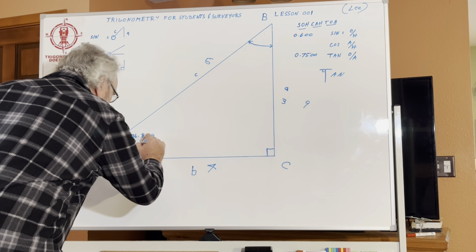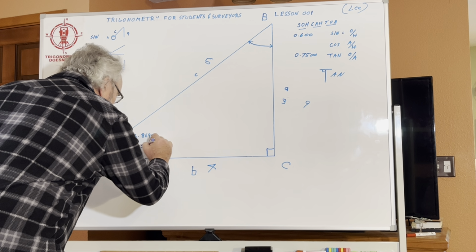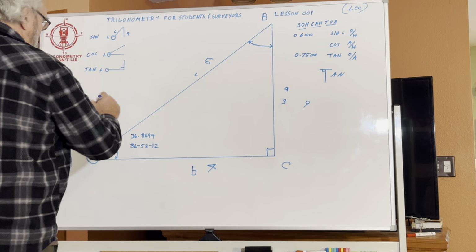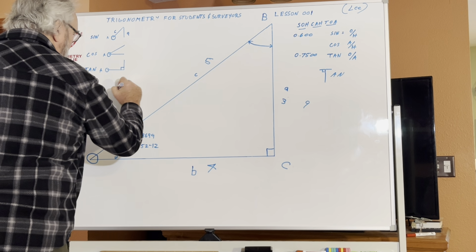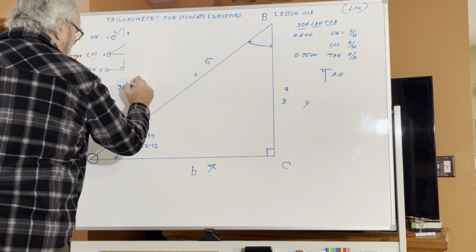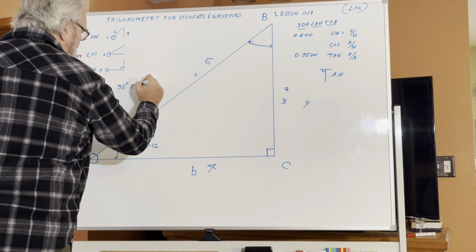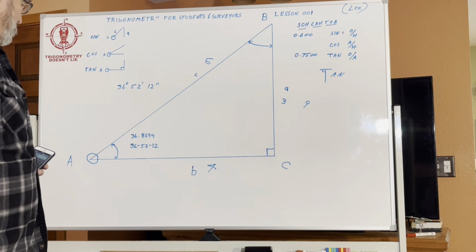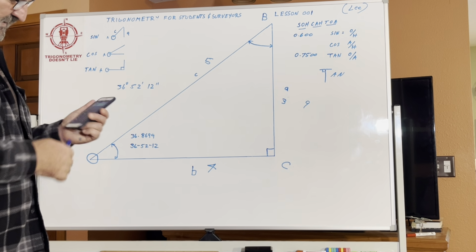36 dash 52 12. Another way to write that is, I'll write it over here, 36 degrees, 52 minutes, 12 seconds. Okay, so that's what you do.